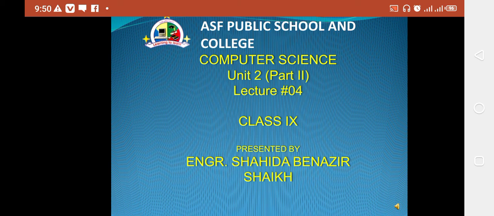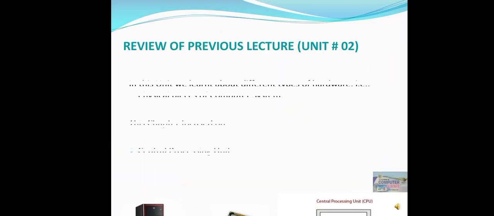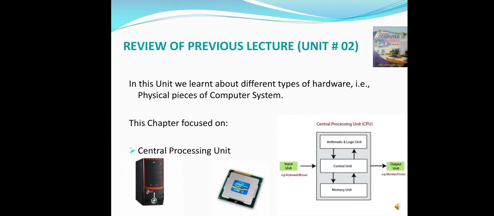In this chapter we studied about different types of hardware. Hardware are the physical pieces of the computer system. We study different components of the computer system. This chapter is focused on the central processing unit. The central processing unit, we studied in detail, consists of two parts which are connected with the input unit, output unit, memory unit.